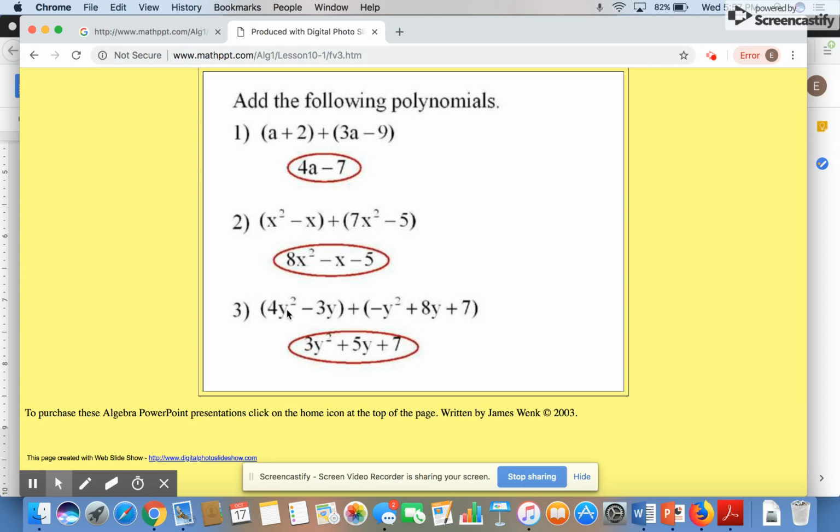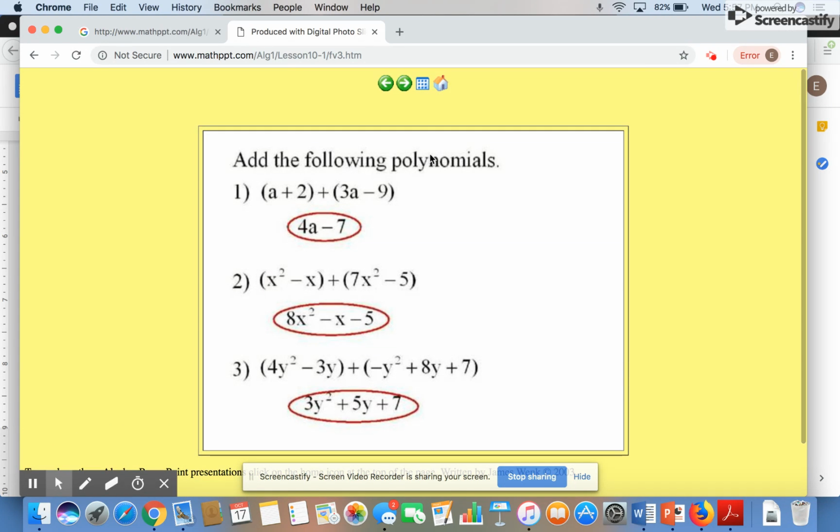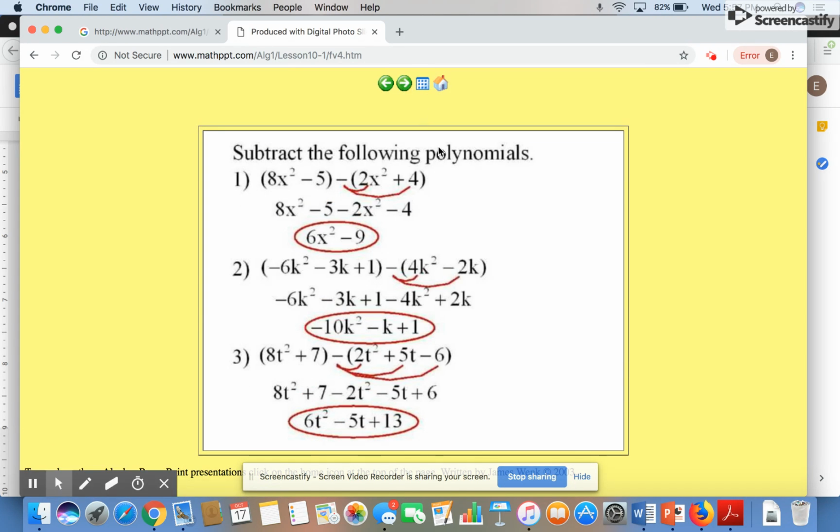And in this one, you find your like term, so you have y squared, so you do 4y squared plus a -y squared, which gives you 3y squared. And you have a y squared here and a y squared here, so you take your -3y squared plus your 8y squared, and that gives you 5y squared. And you still have a constant, but you don't have a constant here, so it's just like 0 plus 7, so you have 7, and that's your answer.